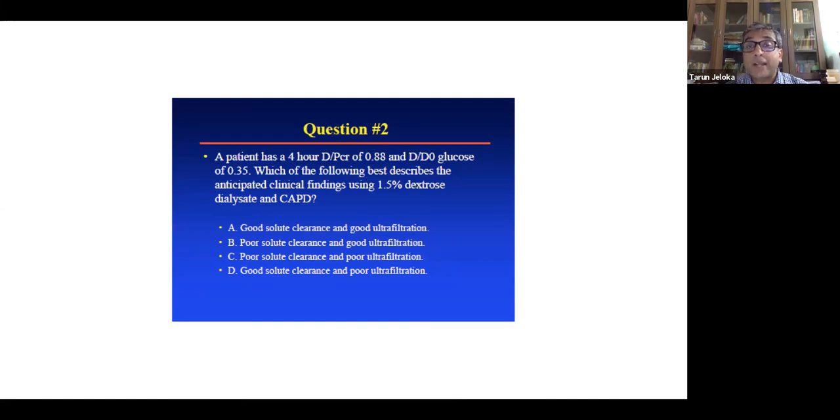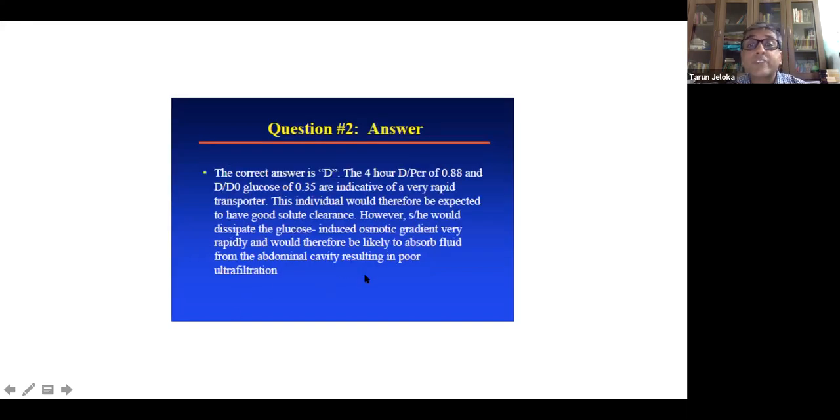You have to remember that high transporters dissipate the glucose very fast. So ultrafiltration is going to be poor. And for memory's sake, you can consider that solute transport will be better. So I think it will be good solute clearance and poor ultrafiltration. And my answer is correct.